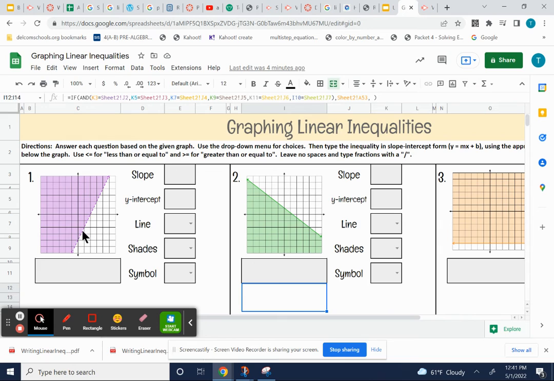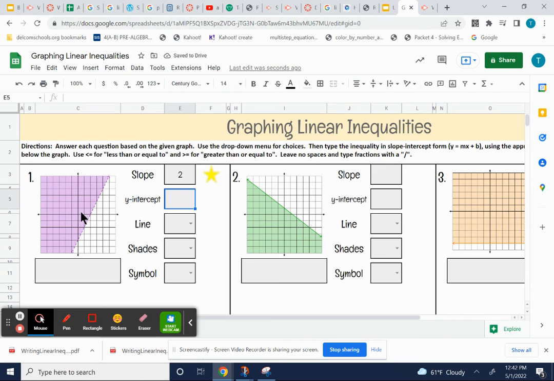I want to find 2 points to find the slope. Any 2 points will do. I'm just going to go from here to there. I'm going up 2 over 1. So my slope is 2 over 1, but let's make it as simple as we can, so make it a 2. Click outside the box, and it will tell you if it's right.